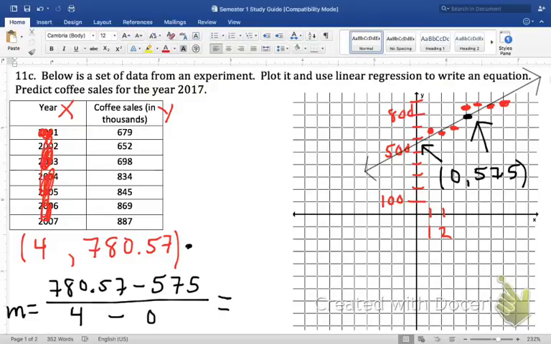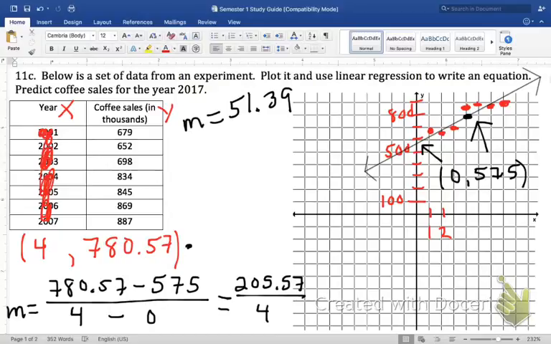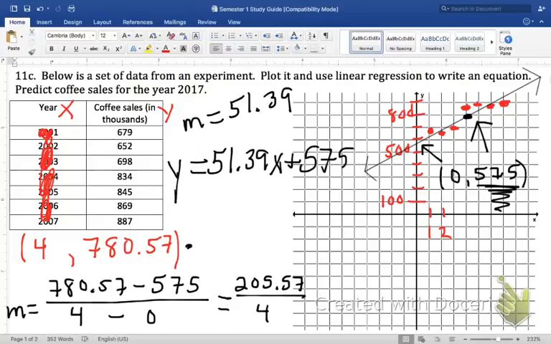Okay, now that's going to give me 80, actually going to divide that. And I get a slope of 51 and 39/100. So now I can easily write my equation because I know my y-intercept. It's right there. So y equals 51.39x plus 575. And that is my equation for my line of best fit.